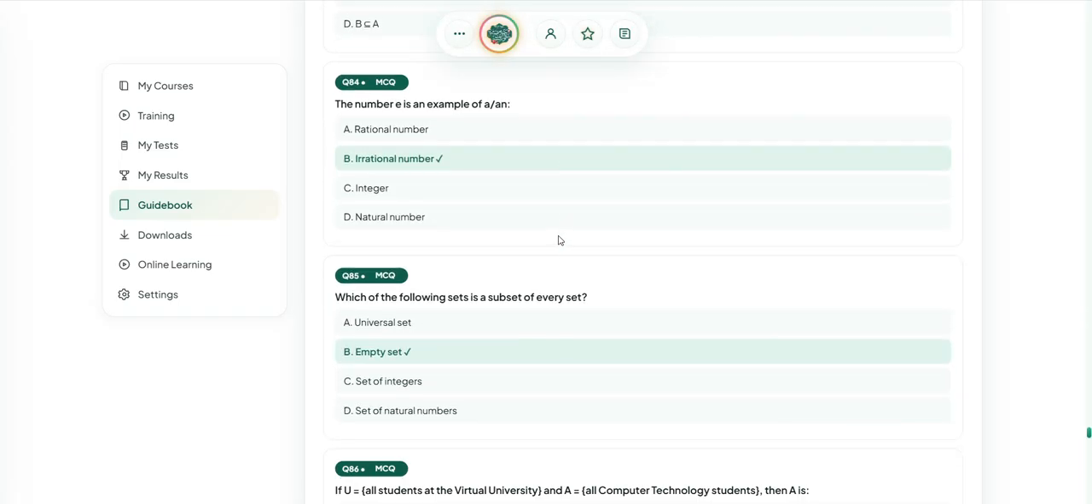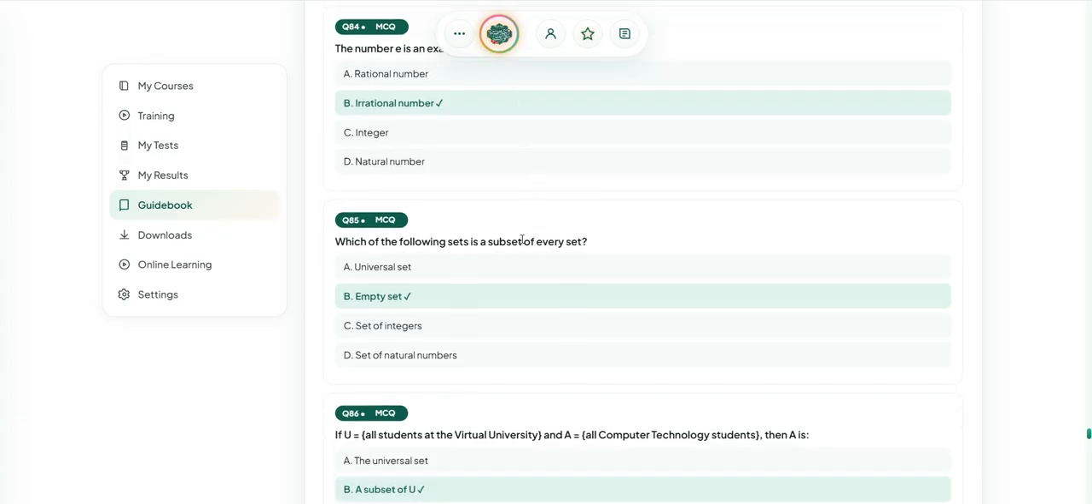The number e is an example of an irrational number.